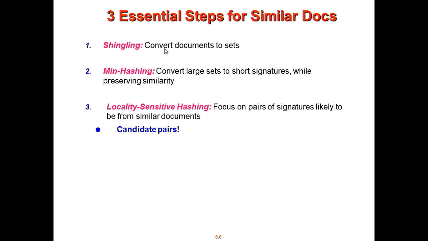The first question is how to represent the documents. A document is actually just a set of keywords. How to represent the documents is our first problem. We first need to define the documents as high-dimensional data points, and then we can apply the algorithms for this task. So the first step is to convert documents to sets. This first technique is called shingling, and we'll see the details later.